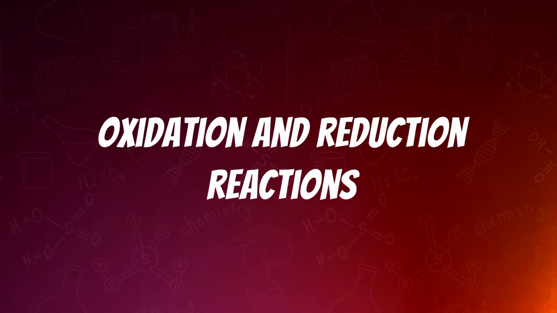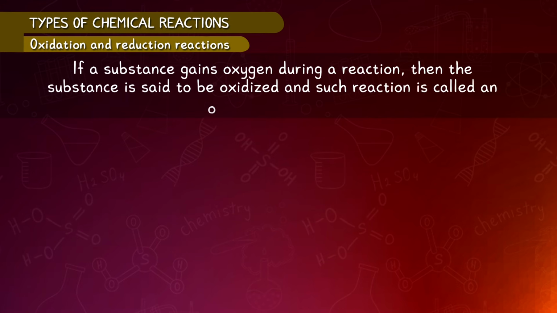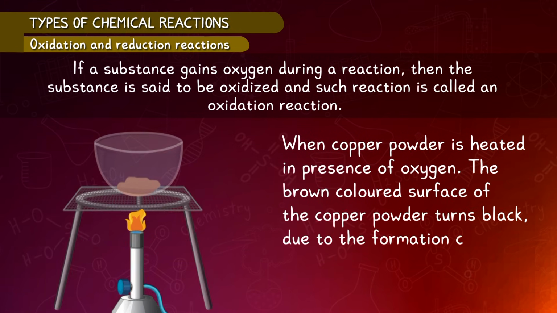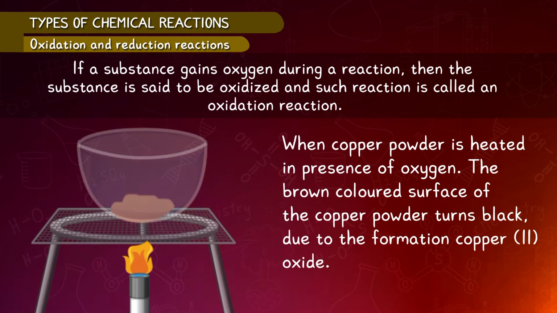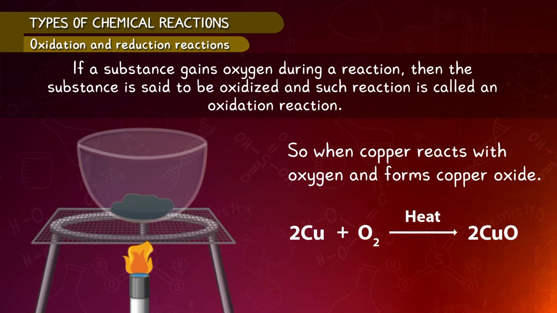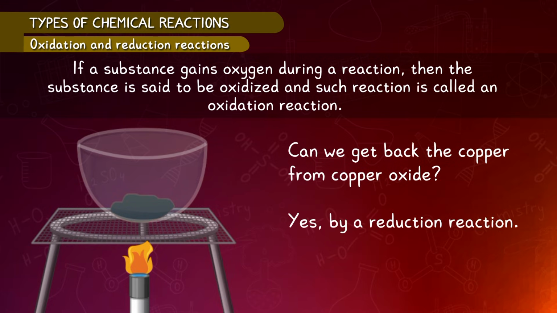Oxidation and reduction reactions. If a substance gains oxygen during reaction, then the substance is said to be oxidized, and such reaction is called an oxidation reaction. For example, when copper powder is heated in presence of oxygen, the brown colored surface of the copper powder turns black due to the formation of copper 2 oxide. So when copper reacts with oxygen, it forms copper oxide. Here, can we get back the copper from copper oxide? Yes, by a reduction reaction.